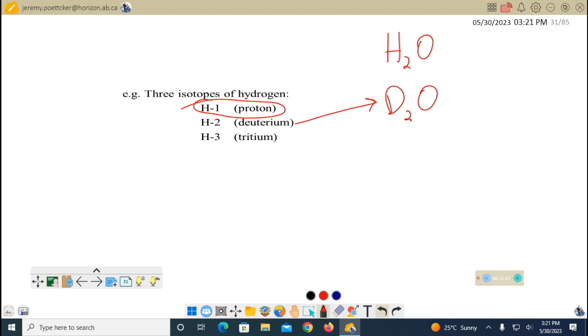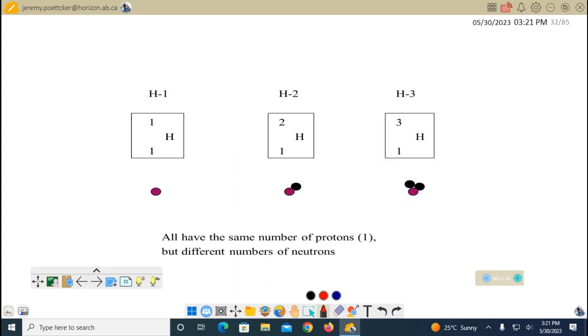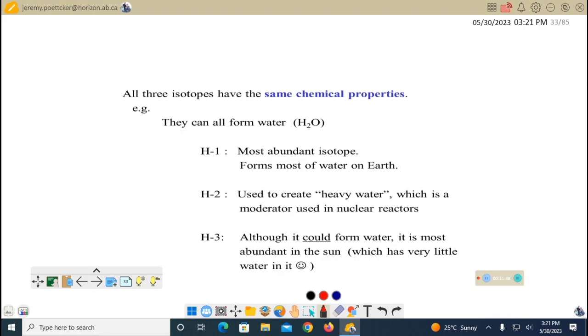Tritium, H3, we could make water with that as well. It's pretty rare on Earth. There's lots of it in the sun, but not a ton of water on the sun. Most water on Earth is made with hydrogen 1. We can make water with hydrogen 2, or deuterium. It's a moderator in nuclear reactors. Most tritium that we would find is on the sun. We can make it on Earth. We could find it rarely, but most of it is in the sun.